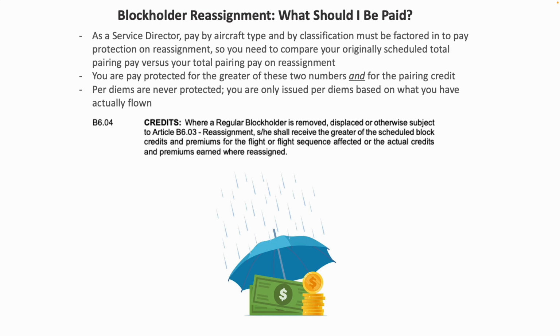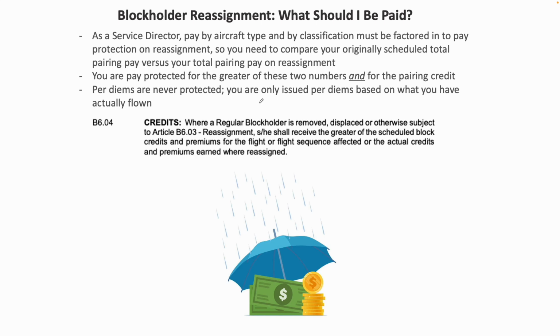So as a service director, when you are on reassignment, what should you be paid? There's just a slight difference. Again, this is related to aircraft type pay. So when thinking about reassignment, we usually think about the number of minutes that are protected. And that's true. We do need to make sure that we have our credit protected on reassignment. For service directors, there is an additional variable where your total pairing pay needs to be protected. So you are pay protected for the greater of your originally scheduled total pairing pay versus your total pairing pay on reassignment. So that's something to verify.